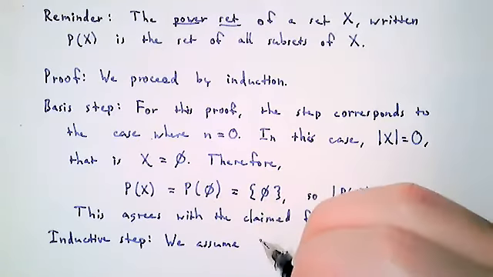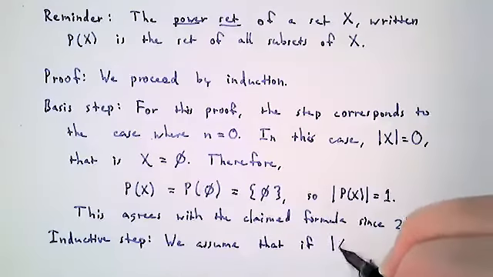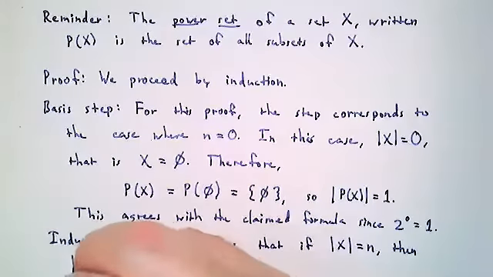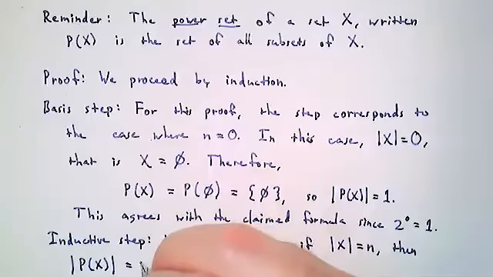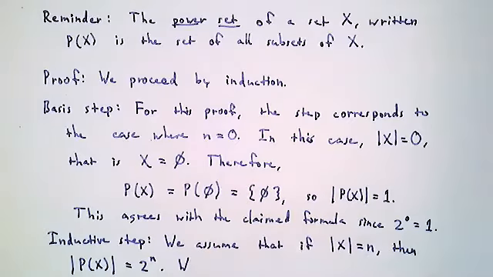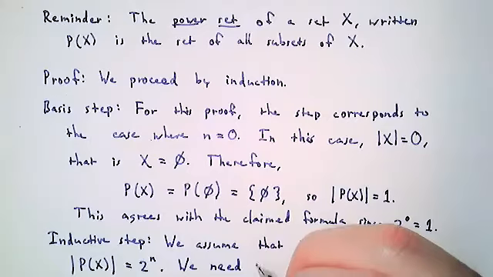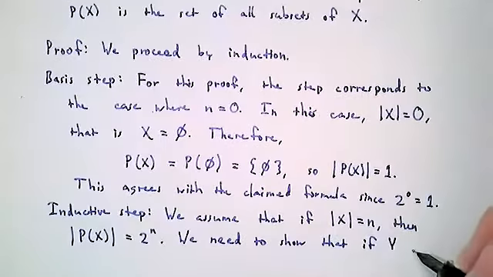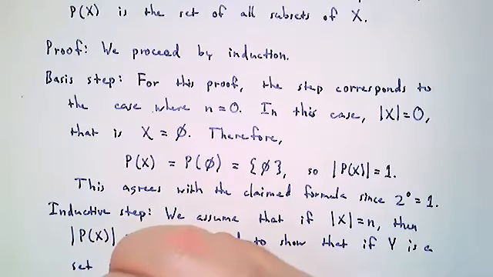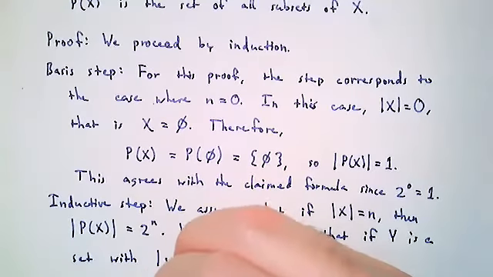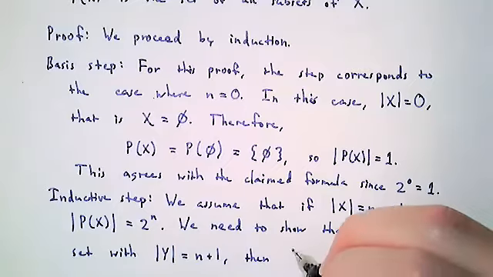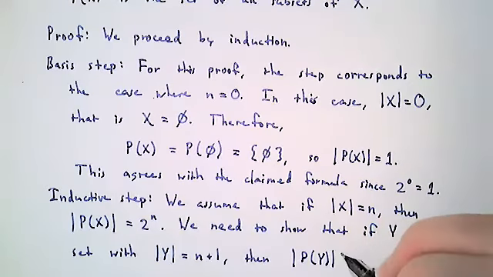Let's just write that down. So we assume that if we have n elements in our set, then the number of elements in the power set is equal to 2 to the n, and then we need to show that if we have a set with n plus 1 elements, I'm going to use a different name for it, I'll call it y, then its power set has 2 to the n plus 1 elements.